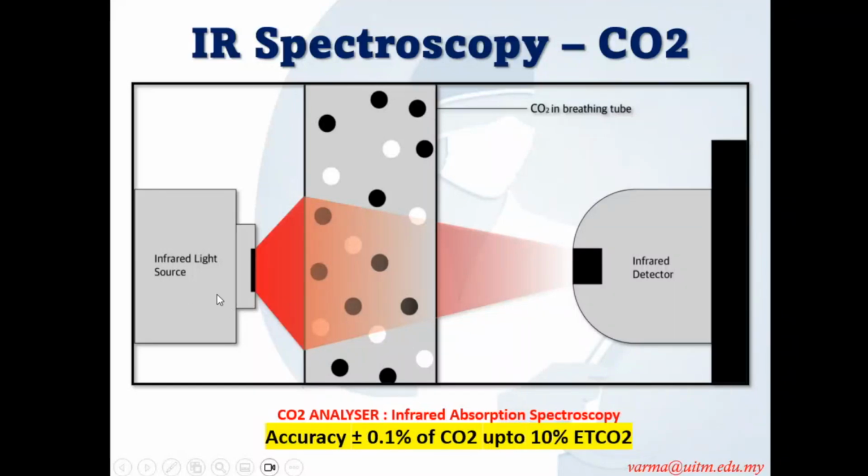So this is what happens in our GA. There is a sensor applied either at the mainstream or sidestream. We'll come into that, and your gas molecules pass through the CO2 breathing tube. The infrared light will be emitted onto the gas molecule in the chamber, then detected. The CO2 analyzer accuracy is plus minus 0.1% of carbon dioxide concentration up to 10%, differences in EtCO2. So you have to know this: 0.1% of the carbon dioxide concentration up to 10%, differences in millimeter mercury of EtCO2. Okay, that is the accuracy level.